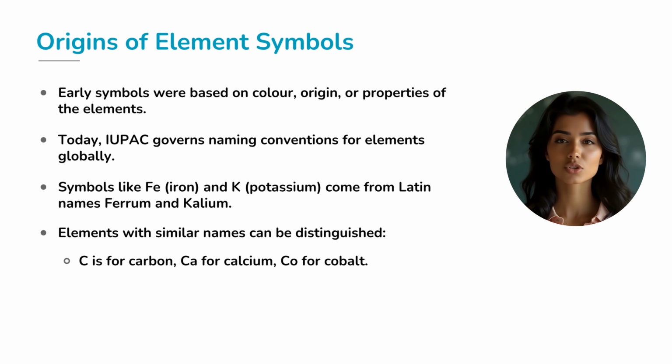And it's important to note, Al, with a small l, is for aluminium, not AL with a capital L. Co, with a small o, is cobalt, not CO with a capital O, which stands for carbon monoxide. These symbols aren't just shorthand, they carry meaning. Memorizing them helps us write chemical equations with clarity and accuracy.